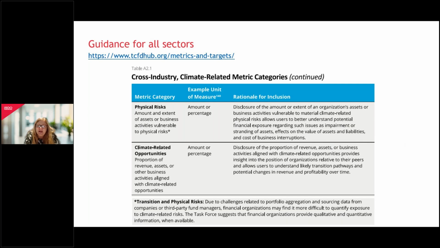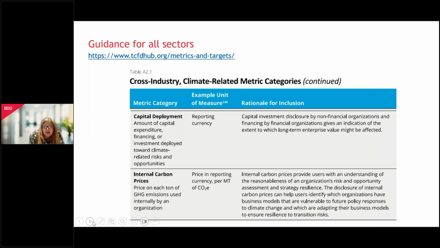Also, let's look at metrics around climate-related opportunities. Potentially the proportion of revenue, assets or other business activities that is aligned to climate-related opportunities. So, if you've identified significant opportunities, what part of your business is pursuing that? What part of your revenue is coming from that opportunity? Because that will give good information about what could be expected in future. So again, this is all guidance that addresses all sectors, things to think about.